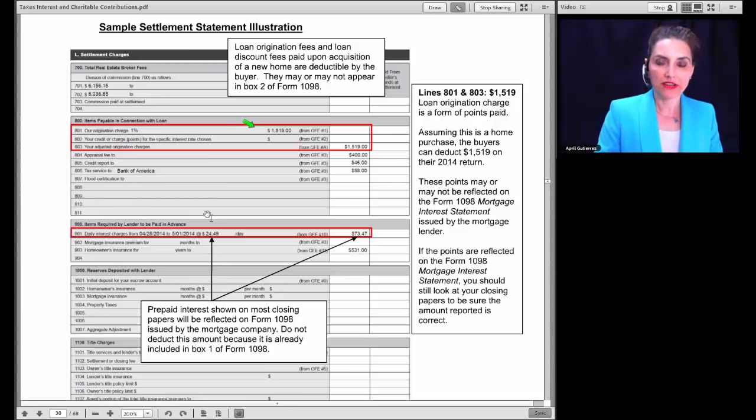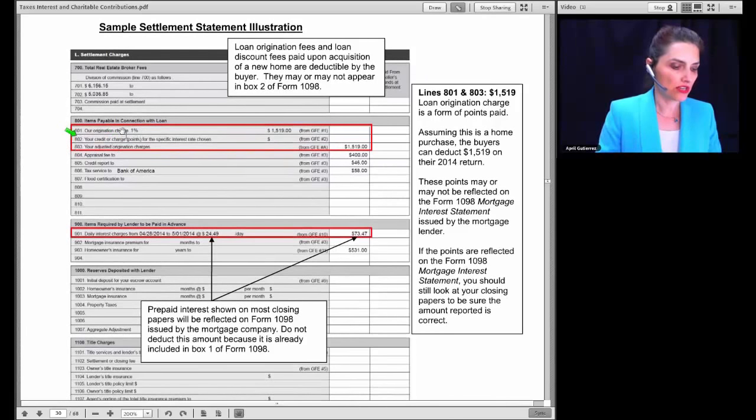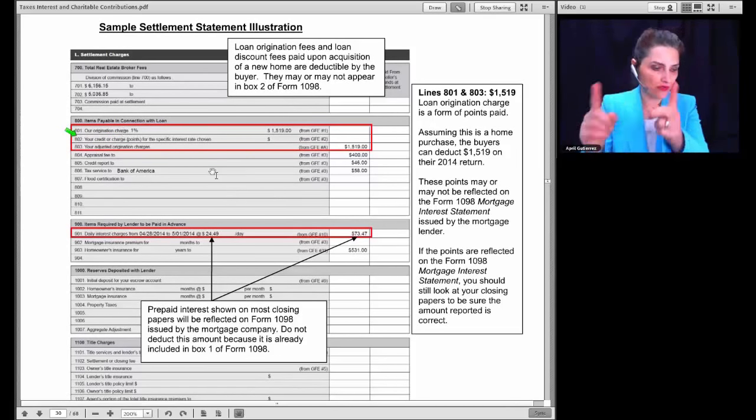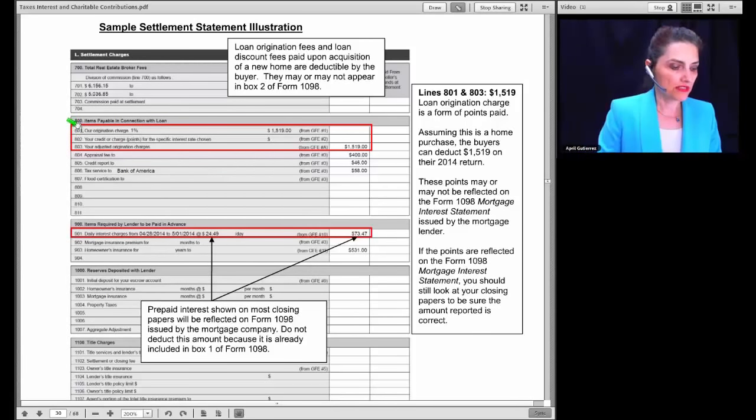So this $1,519, it's being called an origination charge, and that's what's interesting. When you look at these settlement statements, you will not normally see the word point, although I have started to see some of these statements say your credit or charge, and then it's got brackets around the word points for the specific interest rate chosen. Up here it says loan origination charge 1%. Whether it calls it a loan origination charge or points paid, it is points only if it is based on a percentage of the loan amount.